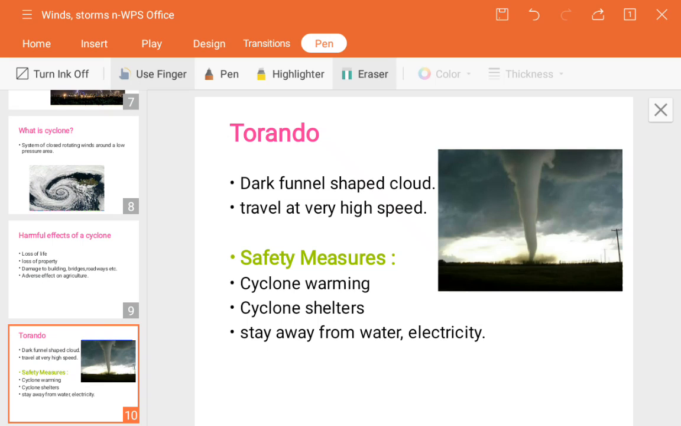So in this chapter we have studied about wind, storms, and cyclones, cyclone types, the harmful effects of a cyclone, the structure of a cyclone, and next, the safety measures for lightning and the thunderstorm or the cyclone.